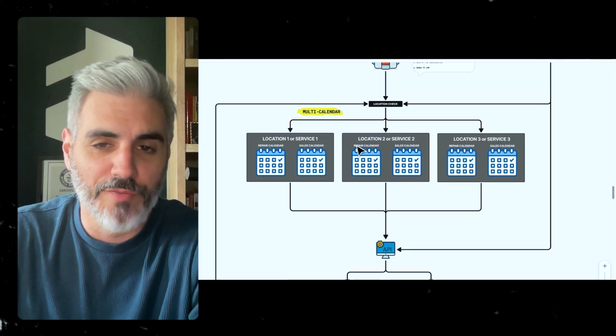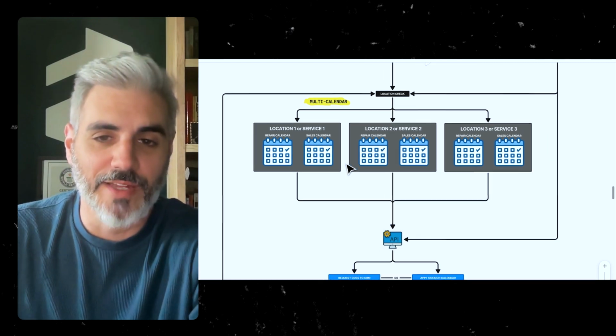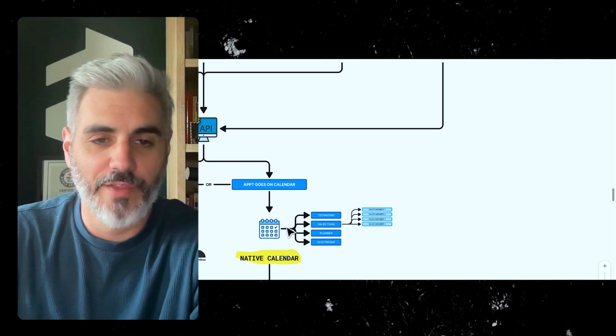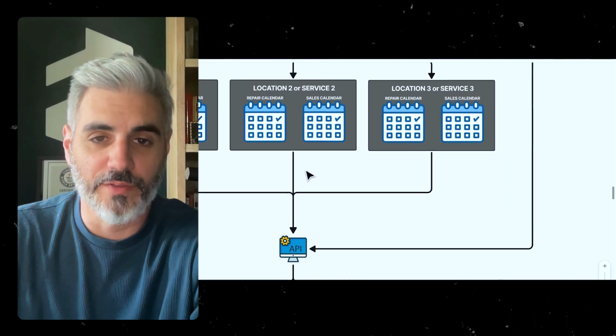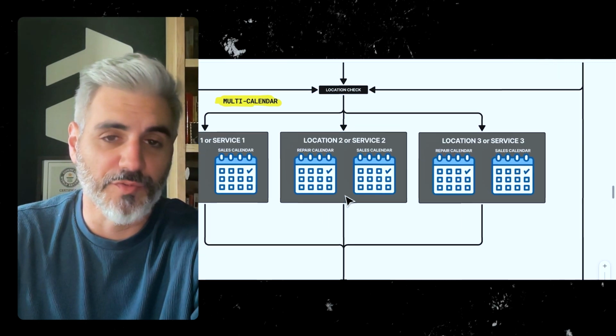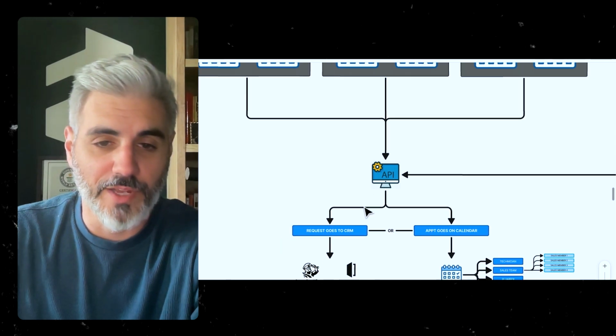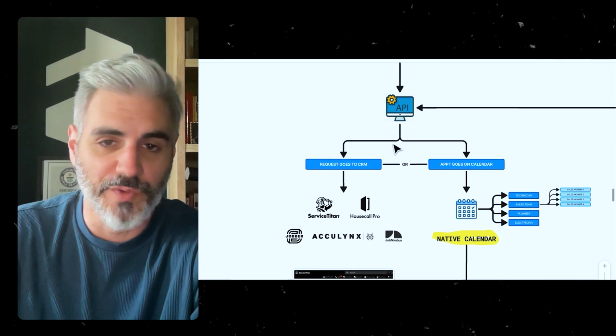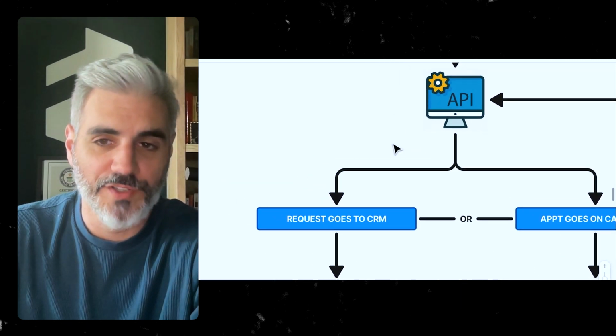So there's a whole hierarchy of how we get to the right calendar, which will have the right people on that calendar. And then we can confirm it directly with the AI. So this is only possible for using a native calendar. Now, if you're not using a native calendar, we can still go through this entire multi-calendar process just so we can get the right appointment requests to the right people.